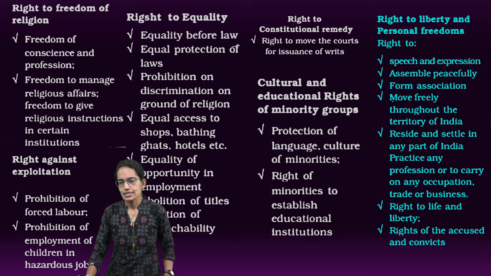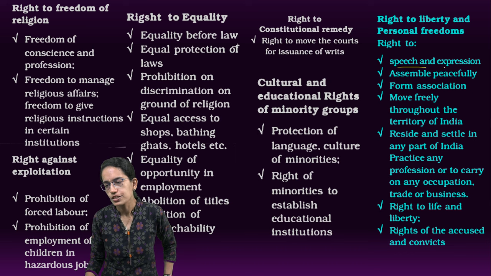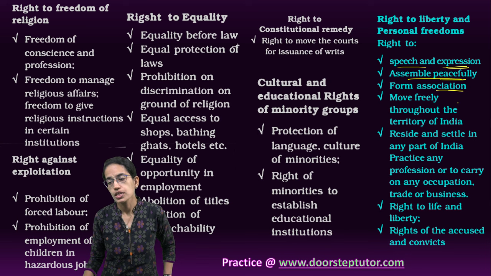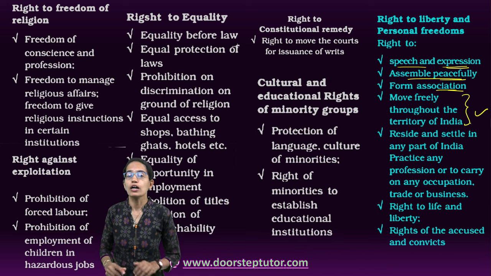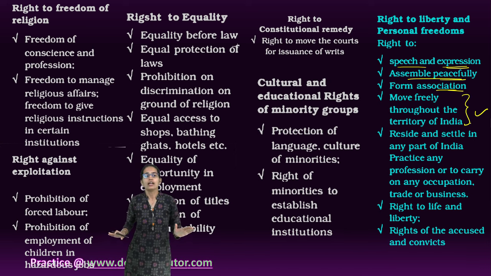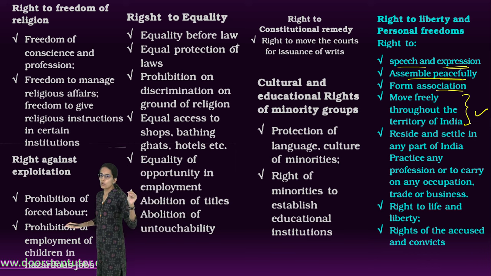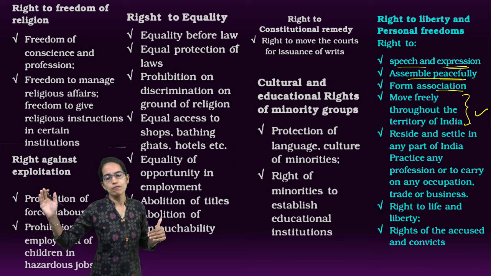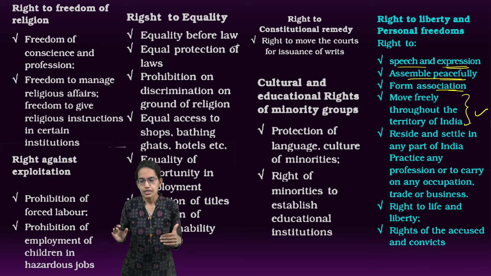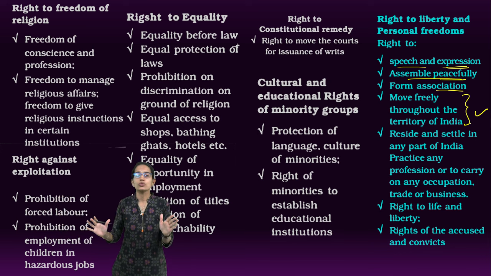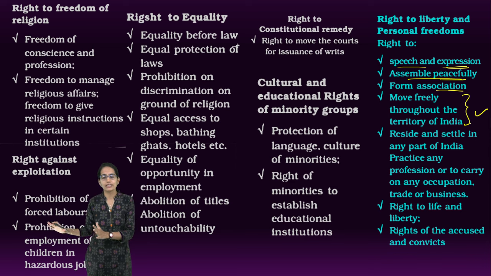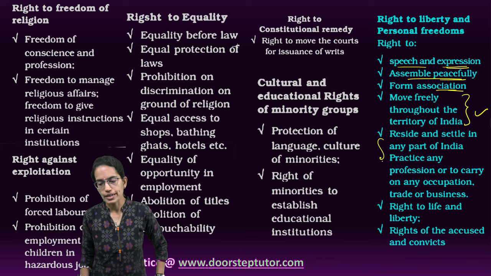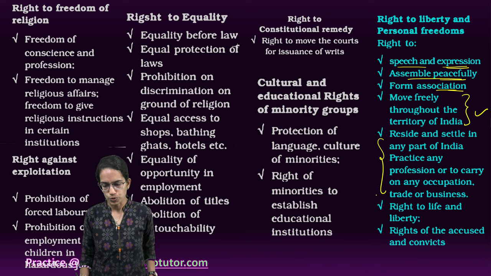So the first, as I said, is the right to speech and expression, to assemble peacefully and form associations. I have a freedom to move across the territory of India. No one can bar me from going from one region to another or stop me from moving freely in certain parts of the territory. I have the right to establish myself and settle in any part, with any occupation that I want to carry on or any trade and business I want to do.